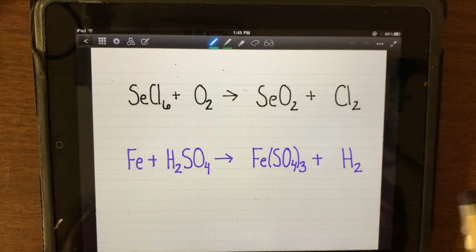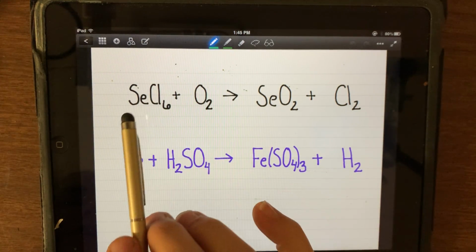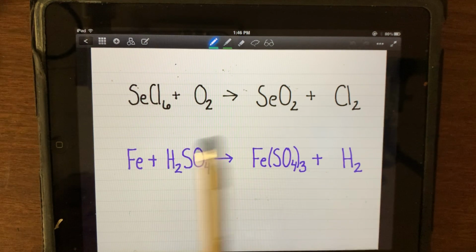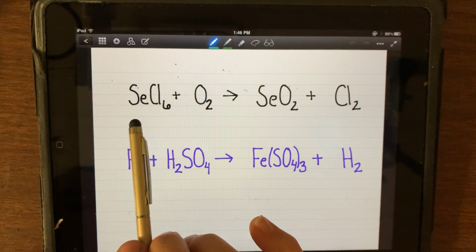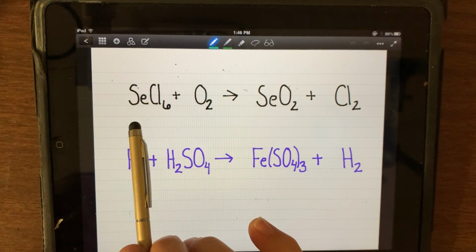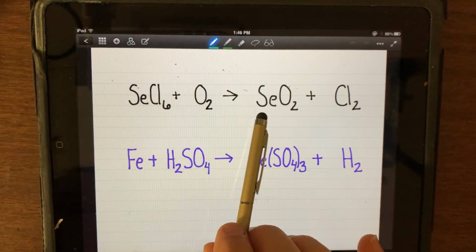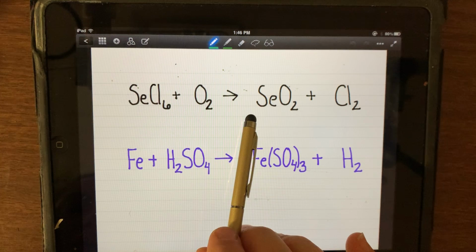So our first example here is going to be the black example right here. If you look, we're going to start with our cations, which is the Se. The Se is balanced on both sides, so I do not need to add anything at this time.